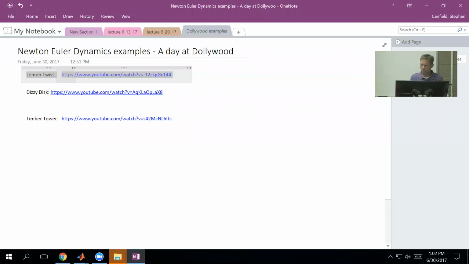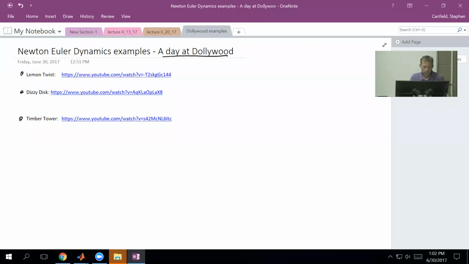So here we're going to work 3 examples using Newton-Euler dynamics, and we're going to call this example series A: Day at Dollywood, Dollywood, Tennessee. The 3 examples we're going to look at are the lemon twist, the dizzy disc, and the timber tower. I don't think you'll see the timber tower at Dollywood right now, but we'll look at these 3.